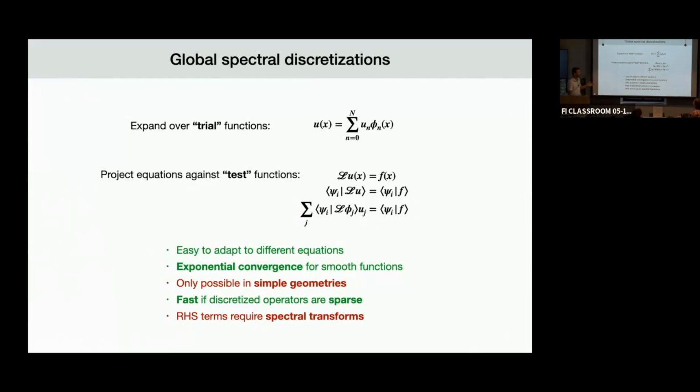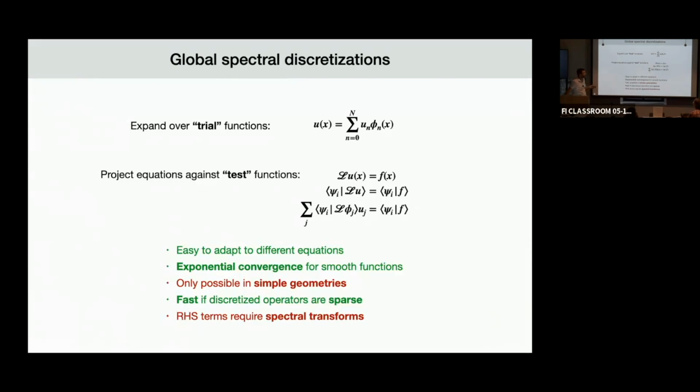So what's really nice about this process is that it's very adaptable to different problems, right? We didn't say anything about what this equation actually is. For any different PDE that you want to solve, you do the same exact procedure. So that generality is what makes it possible to make a code like Dedalus, which is sort of equation agnostic.